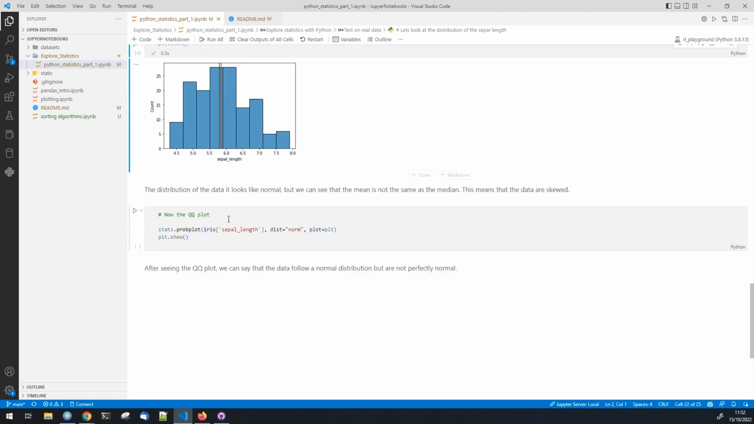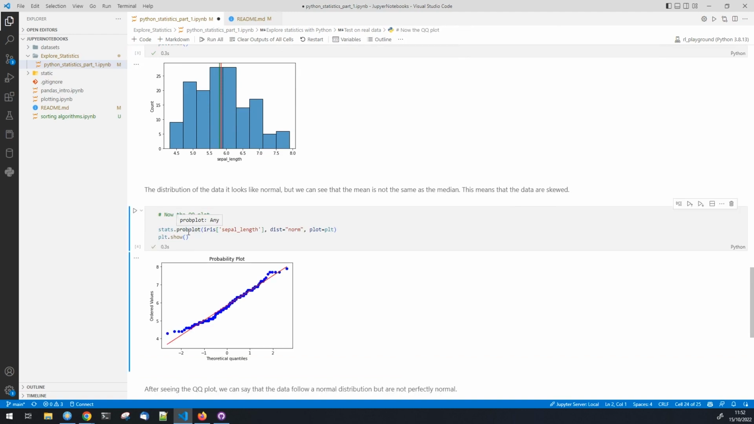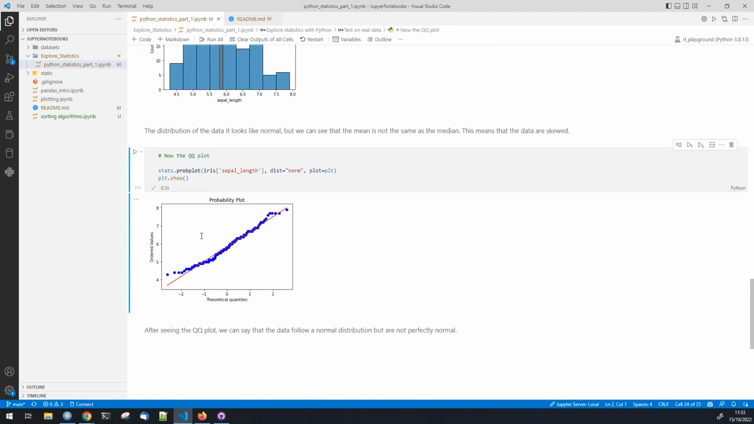Finally, let us see the QQ plot. Obviously, the data are not perfectly normally distributed, but it is close enough to say that they follow a normal distribution.